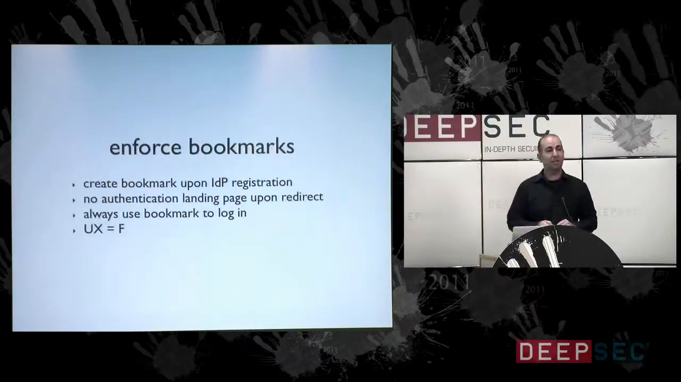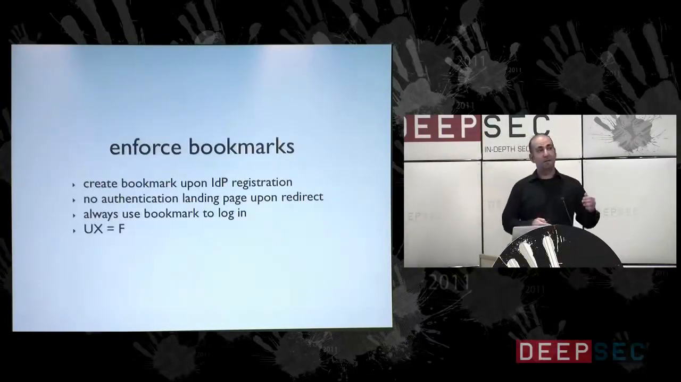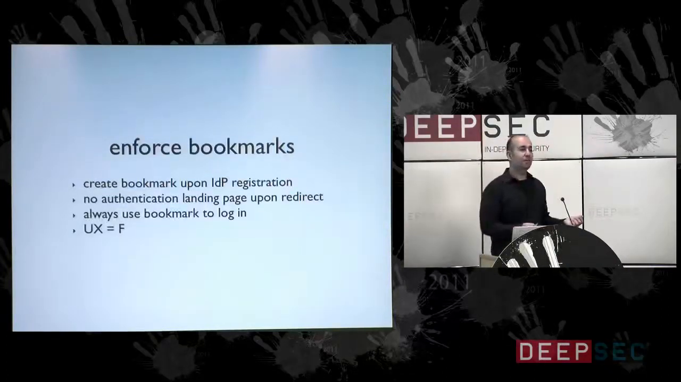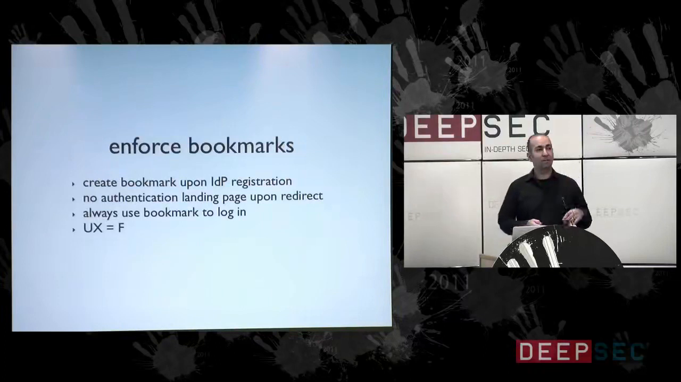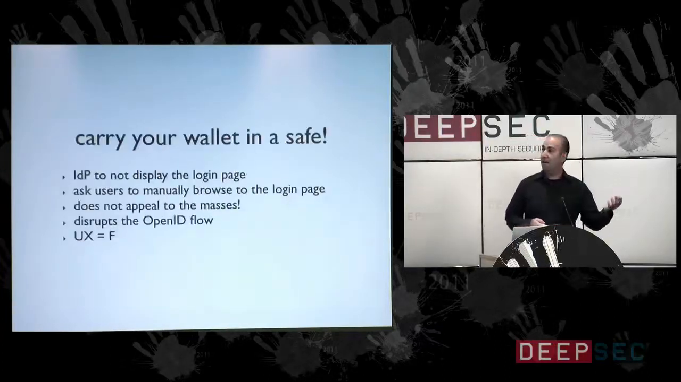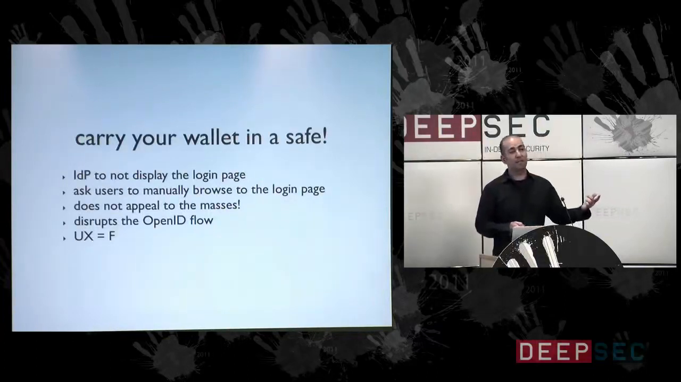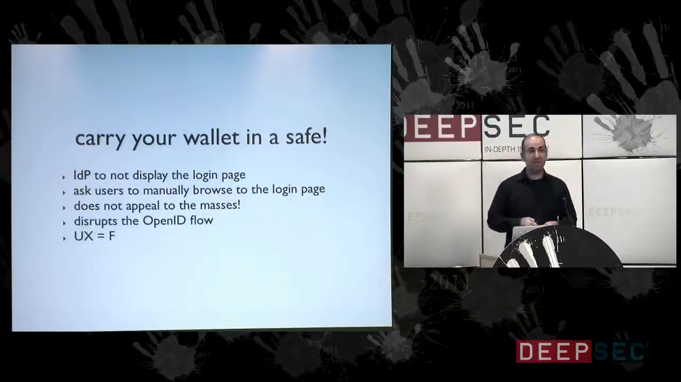I've seen solutions with OpenID providers, or IDPs, that instruct you to create a bookmark. When you register with the OpenID provider, you create a bookmark, and you may get redirected to the IDP for the first time or even any other time, and instead of providing you with an authentication endpoint and asking you to log in, it instructs you to use that bookmark. Or you can take it one step farther, and every time you get redirected to the IDP, it tells you to manually enter your authorization endpoint yourself. So these will address some of the phishing issues, but the user experience is pretty flawed.